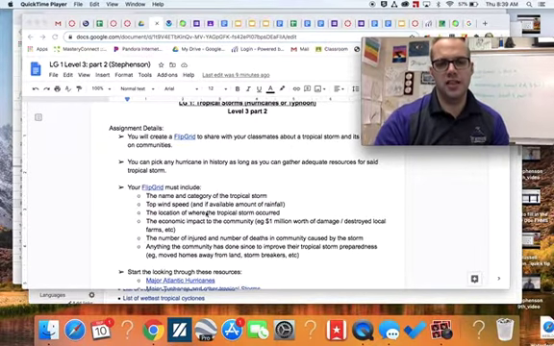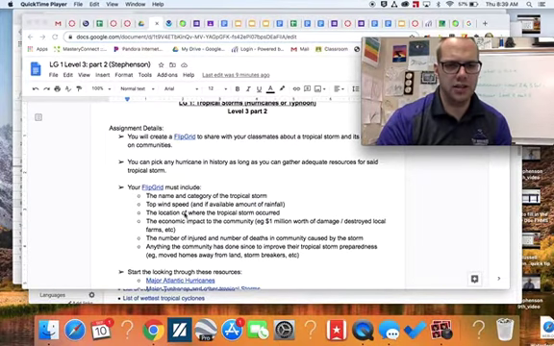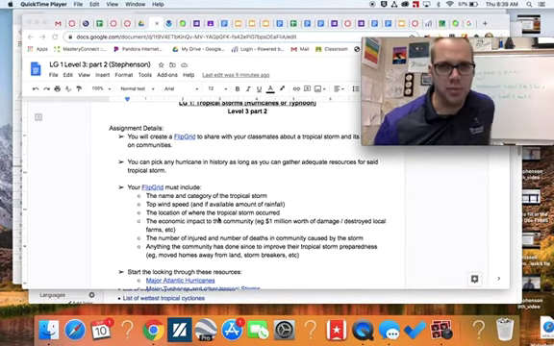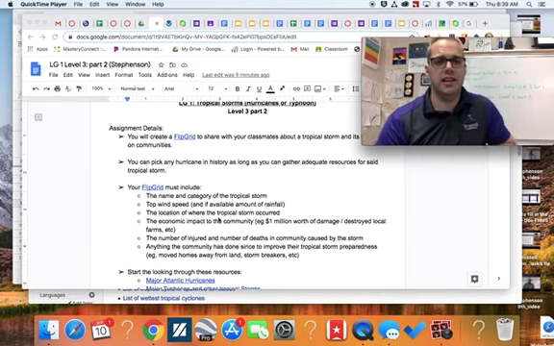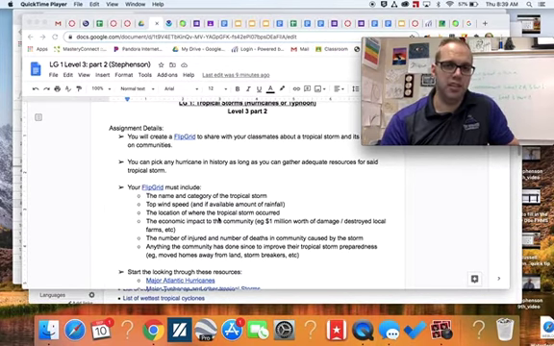Their top wind speed. So please look around and see if you can find out what was the highest wind speed that they actually found. The location of where they happened: don't just say they happened in the Atlantic. Actually try to tell me if there was a specific place they hit, like North Carolina, Florida, Cuba, Texas, Puerto Rico.